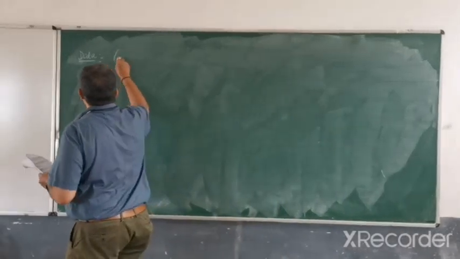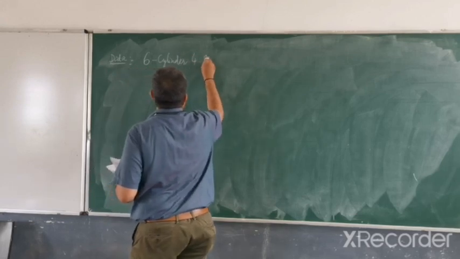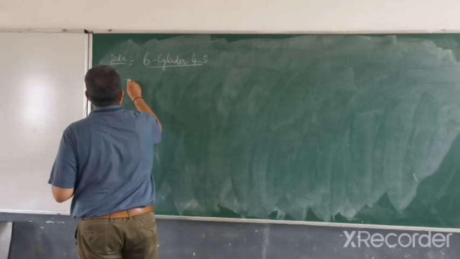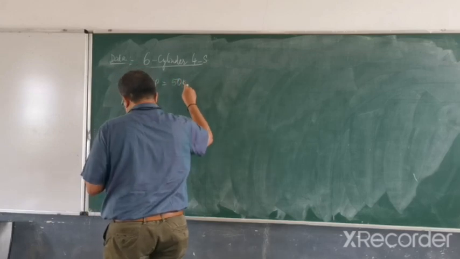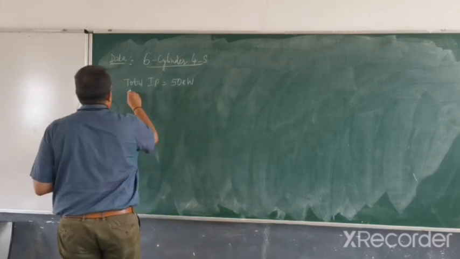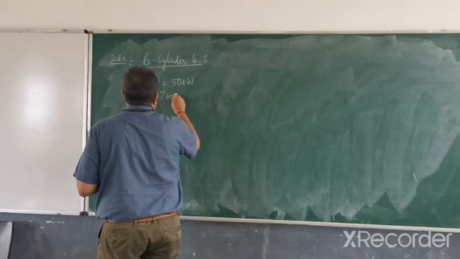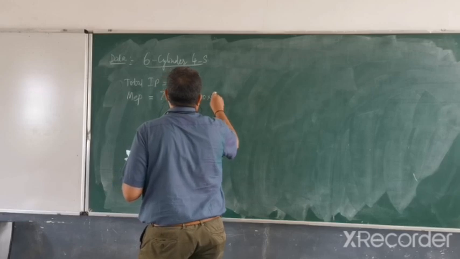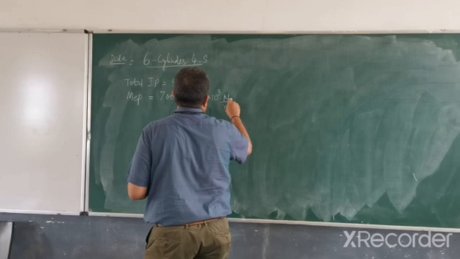So it is a 6-cylinder 4-stroke engine, and it is developing total indicated power of 50 kilowatt. Then mean effective pressure is 700 kilopascal, which is nothing but 700 into 10 raised to 3 Pascal, and 1 Pascal is nothing but 1 Newton per meter square.